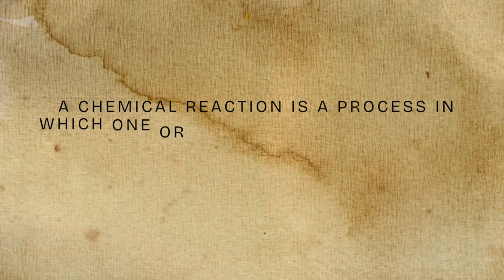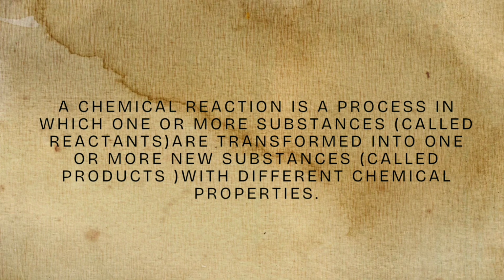A chemical reaction is a process in which one or more substances called reactants are transformed into one or more new substances called products with different chemical properties. So now, since we already know what a chemical reaction is, let's proceed to the basic types of chemical reactions.